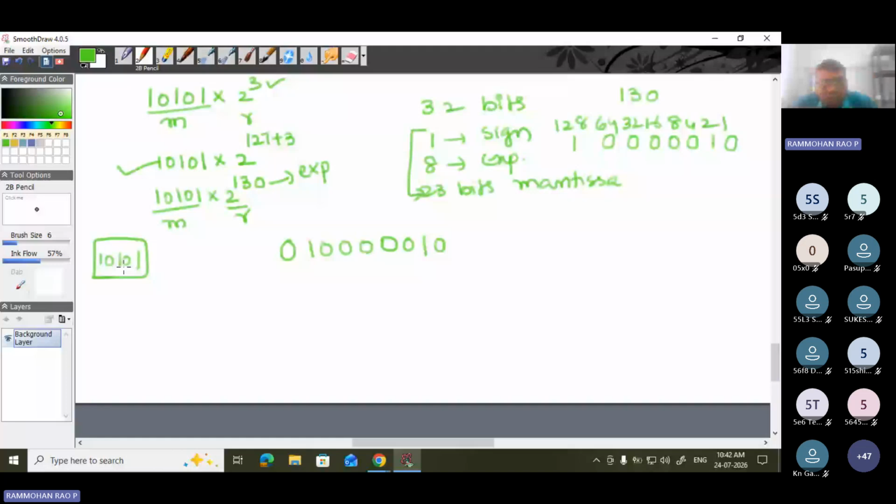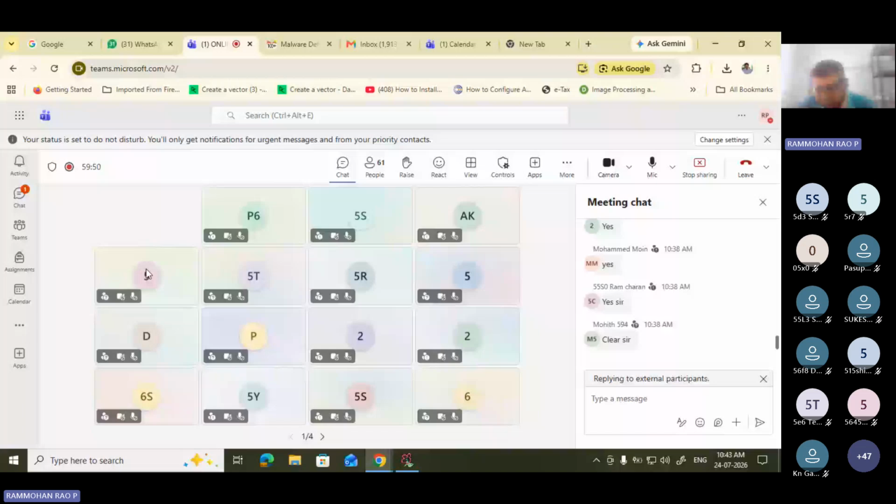Now tell me, shall I write 18 zeros at the end of this mantissa, on the right side, like this? Or shall I write 18 zeros first, followed by 10101? Let me know. Where should I add the 18 zeros, before the mantissa or after? Because I need to make this a 23-bit number. So 10101 is there, I need to make it a 23-bit number, and 18 zeros need to be written. Shall I write before 10101 or after 10101?